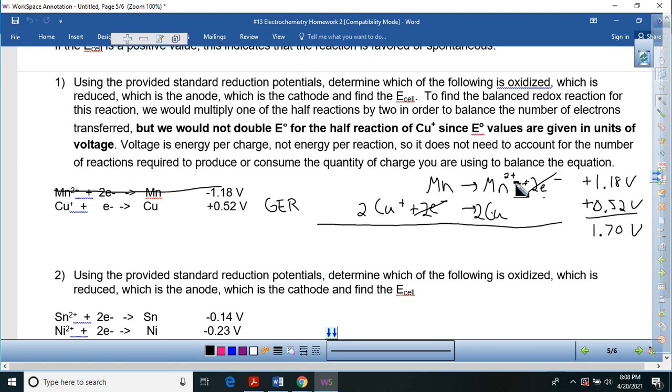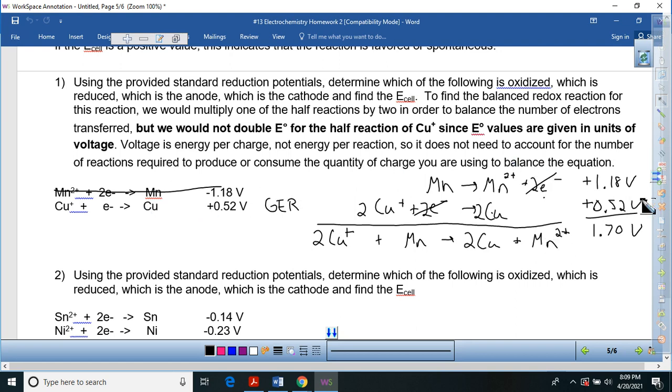Okay, now those balance out. And my balanced redox reaction is 2Cu+ plus manganese forms 2 copper plus Mn2+.